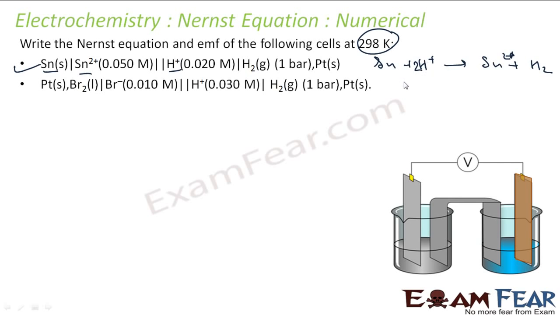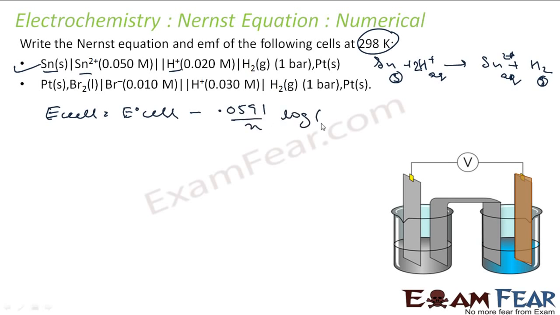Correct? This will be in aqueous, obviously. This will be in aqueous. This will be gas. This will be solid. Now we know that E cell we have to find is nothing but E naught cell minus 0.0591 by n log of Q.